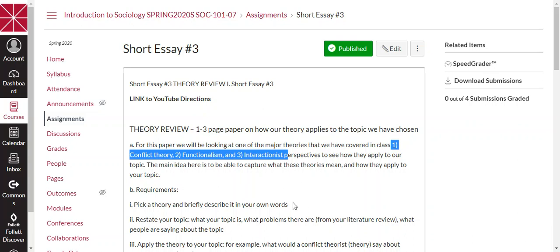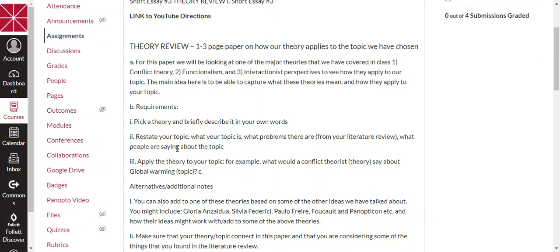As far as order, this paper could be put in after the topic paper from the first essay, or it could go right after the second one, or you could have it as a standalone one. But our end goal is to have this theory paper embedded in your final paper. I'll go through the basic requirements and then there are some additional notes we could take a look at. The main requirements are briefly picking a theory and briefly describing it in your own words.